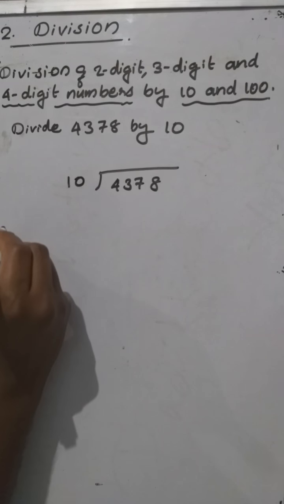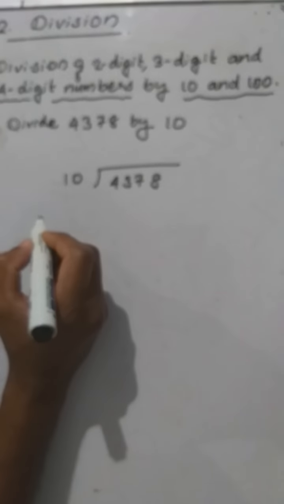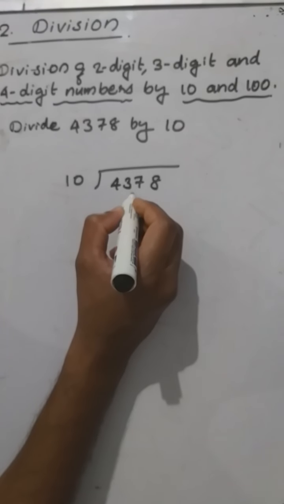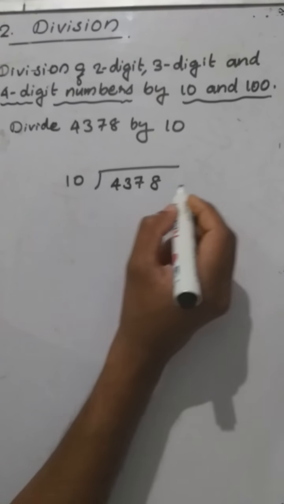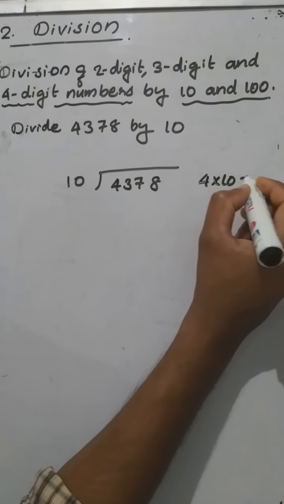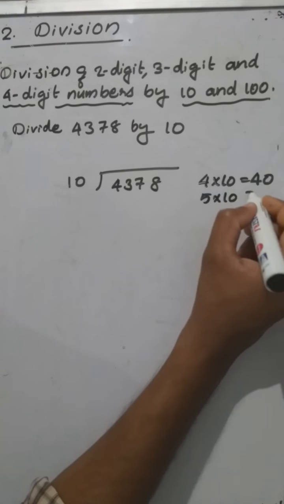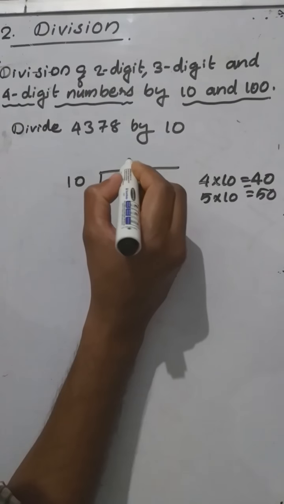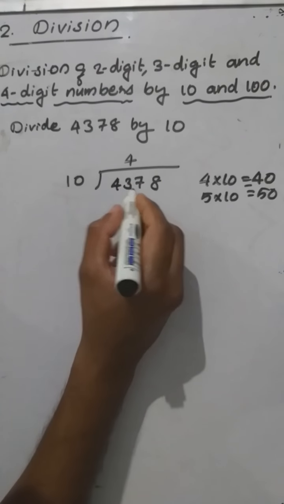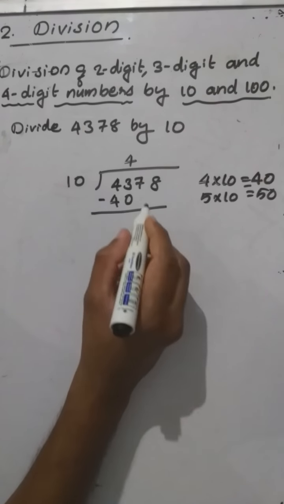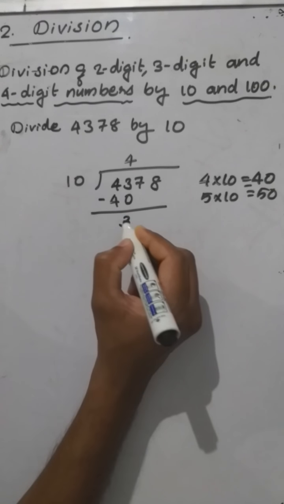4378 divided by 10. First we have to check how many 10's are included in 4. We know that no 10's are included in 4. So we have to take 43. So how many 10's are there in 43? You know that 4 10's are 40. Then the next is 5 10's are 50. So only 4 10's are included in 43. So we write 4. 4 multiplied by 10, that is 40. Subtract 40 from 43. So we got 3.